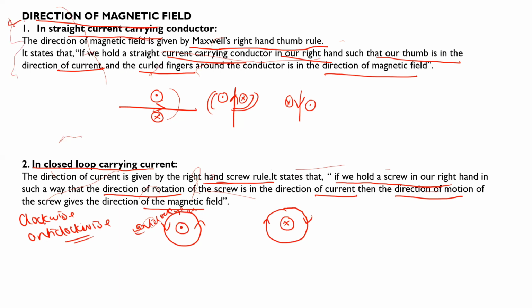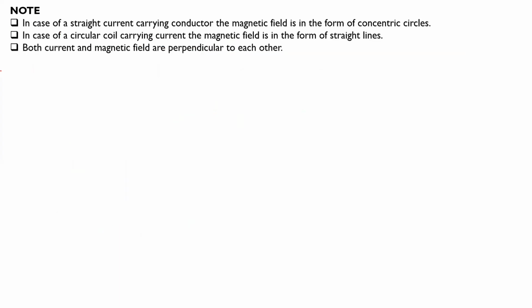You can remember the direction of magnetic field in a straight current carrying conductor is given by the Maxwell's right hand thumb rule. And in case of closed loop carrying current, you can just calculate your direction using the corkscrew rule. All right. So now we will see three important points.